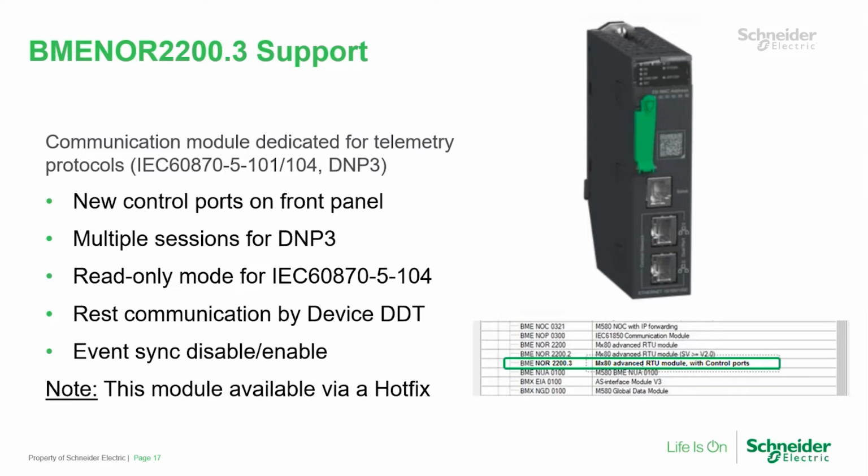We have also done a hardware update on the BME NOR 2200. This is the secure DNP3 and IEC 60870 card for the M580. What's new with this card is that in addition to having the serial port, which was a top port here, we now have 2 Ethernet ports on it. And the support for this new version of the hardware will be added through a hotfix. You'll see the hotfix out for 15.3 on the website. We're looking into when that will be available for version 16.